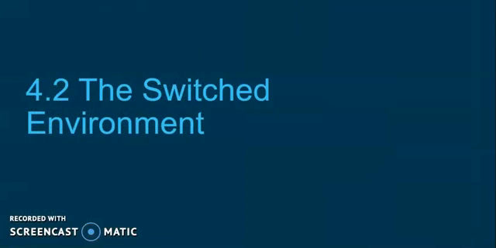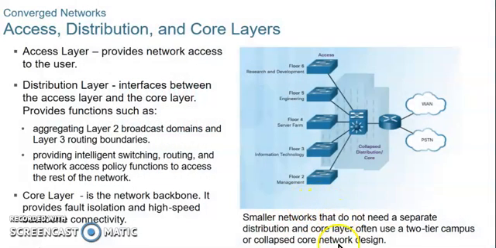One more thing I want to tell. If you see the smaller networks that do not require a separate distribution layer and core layer, those smaller networks use a two-tier network, or a collapsed core network design. So that means it has the access layer, and the distribution layer and core layer are collapsed or combined into a single layer. So it is a two-tier model which is suitable for smaller networks.